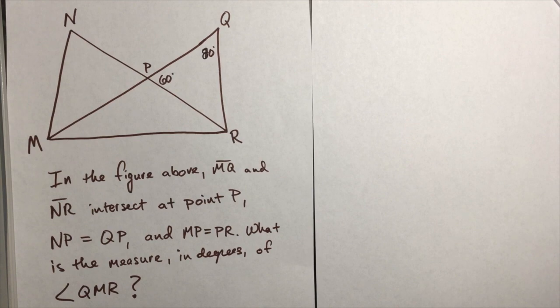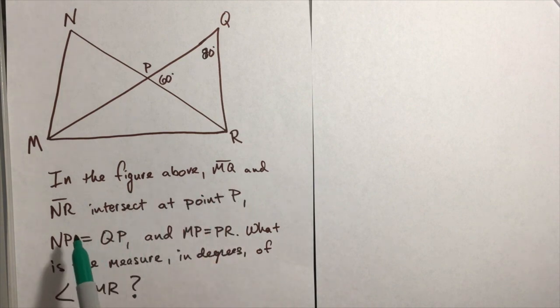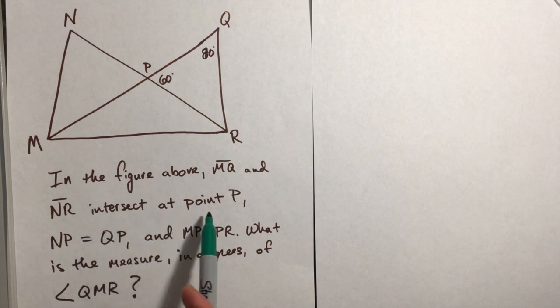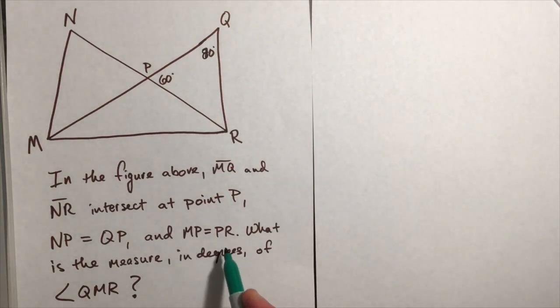And we have another trigonometric problem that will heavily use some of our triangular principles here. We have in the figure above, segment MQ and segment NR intersect at point P. They say that NP equals QP, and then they're saying that MP equals PR. What is the measure in degrees of angle QMR?